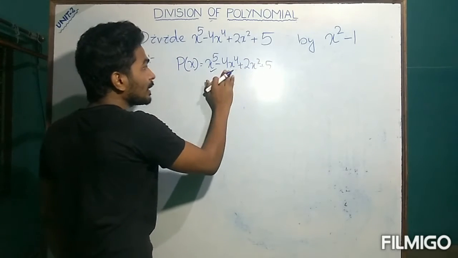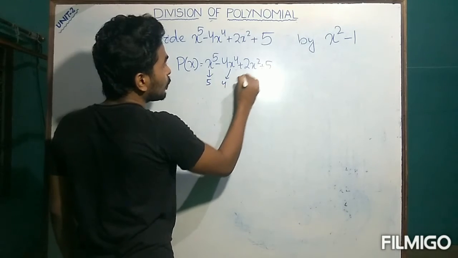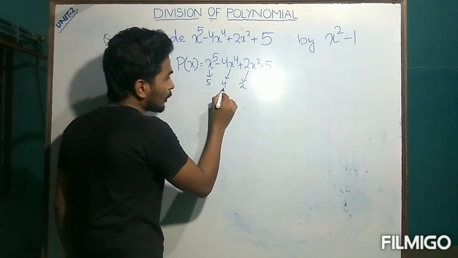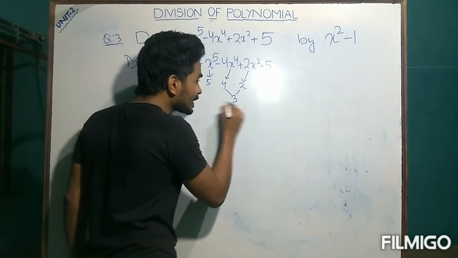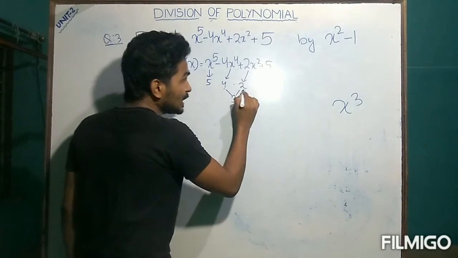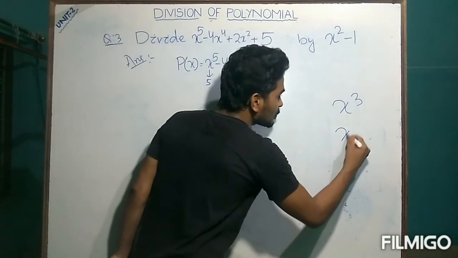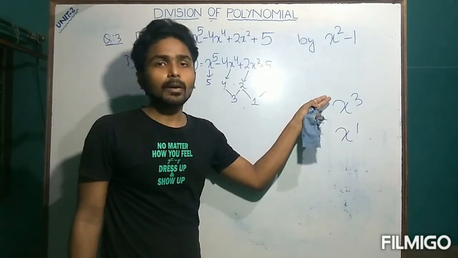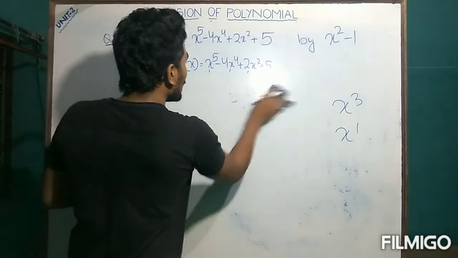Now we have to verify whether any term is missing here. Okay, it is power 5, it is power 4, it is power 2, it is power 0. So see here, between 4 and 2, one term is missing, whose degree will be 3, that means x to the power 3 is missing here. Then again between 2 and 0, one more term whose power is 1 is missing, that means x to the power 1 is missing here. So in the original polynomial, the terms with power 3 and power 1 are missing. So we have to add them to the original polynomial.